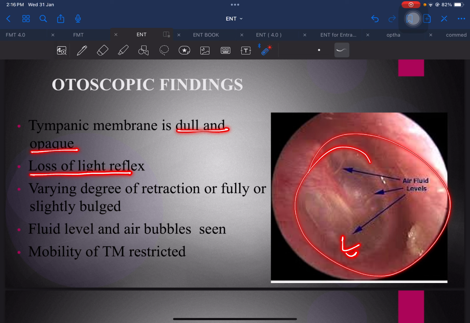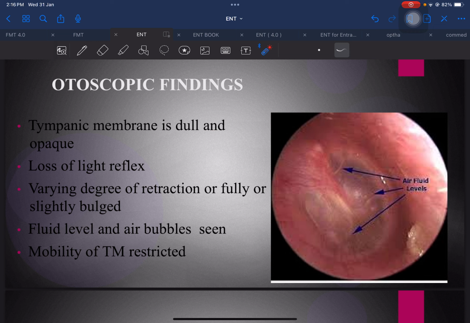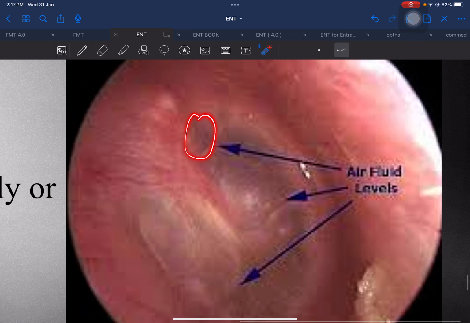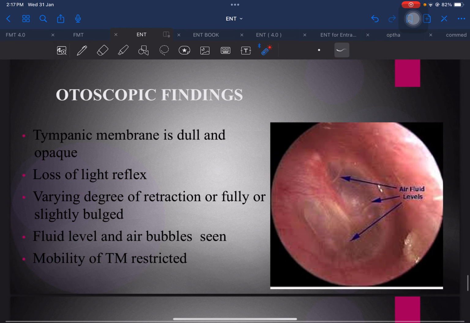Along with it, what we can see is varying degrees of retraction. The membrane can be fully or slightly bulged, and there is varying degree of retraction also. In the otoscopic findings, we can see ear fluid levels, or bubbles can be seen in the tympanic membrane, and the mobility of the tympanic membrane is restricted.